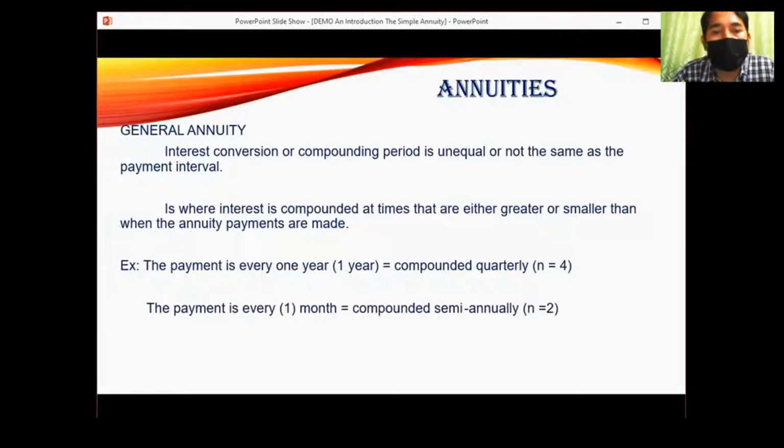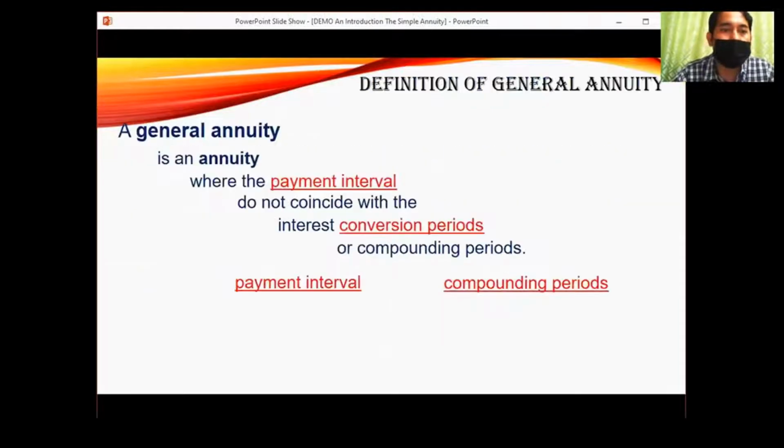Okay, another one, payment is made every month. And then, of course, every month within a year. Okay, and the application of the compounding rate is semi-annually. Pagka sinabing semi-annually, meaning to say twice in a year na mag-a-apply ang compounding rate. Okay? So that is the general annuity.